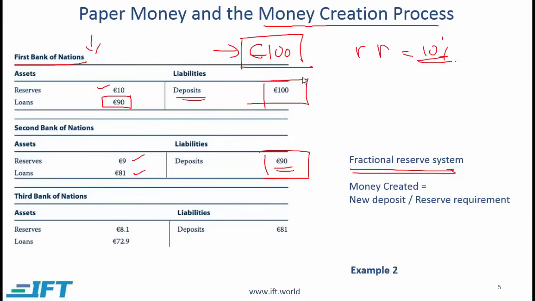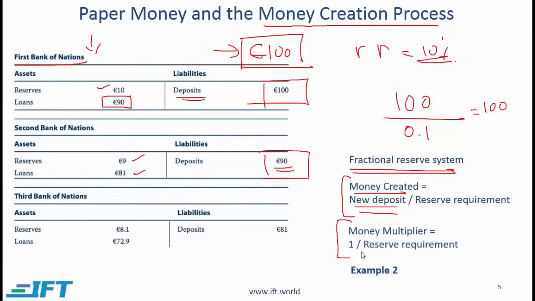So how much money is created? There is a long mathematical proof for this, but all you need to recognize is that the amount of money created is equal to the new deposit, which is 100, divided by the reserve requirement, which is 10% in our example. This needs to be expressed as a decimal. So the money created is equal to 1,000.